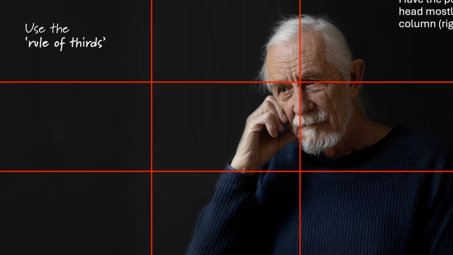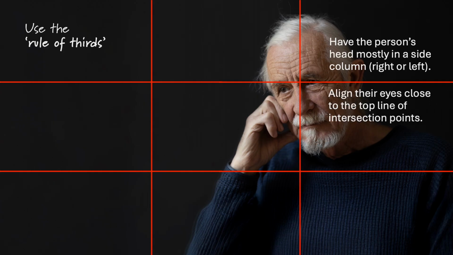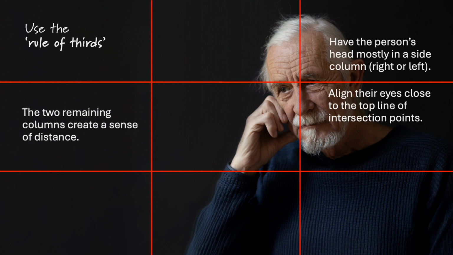Use the rule of thirds. Have the person's head mostly in a side column, whether right or left. Align their eyes close to the top line of intersection points. The 2 remaining columns create a sense of distance, and the bottom row is free for titles in post-production.